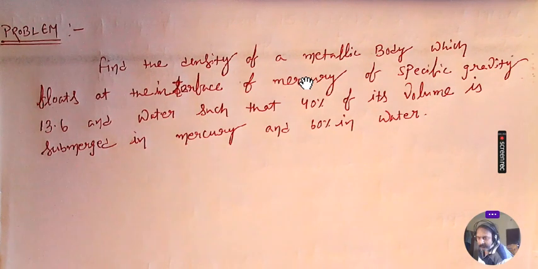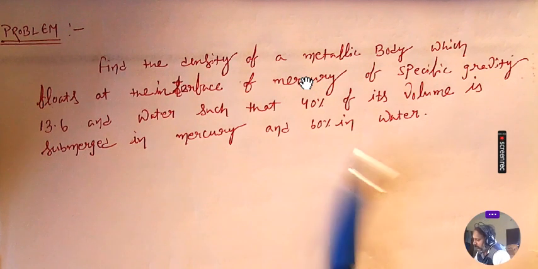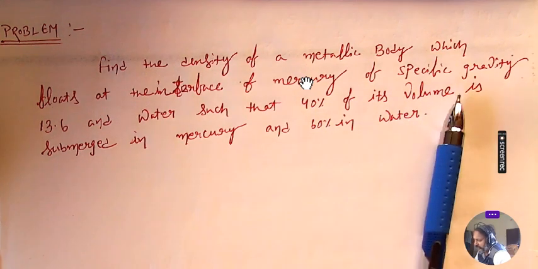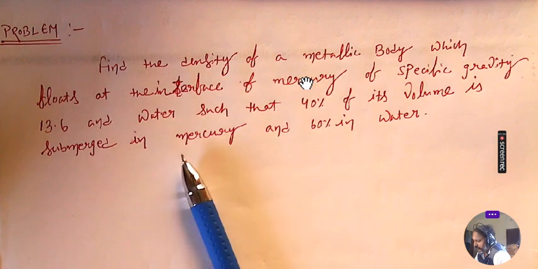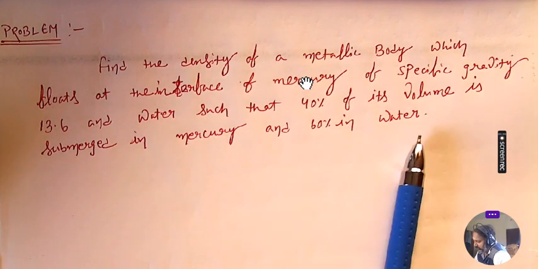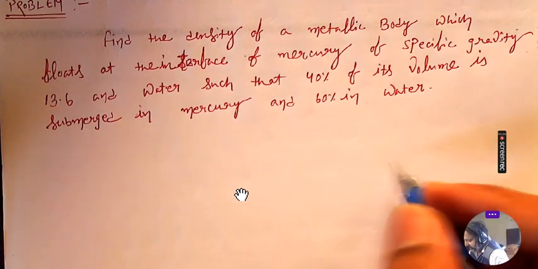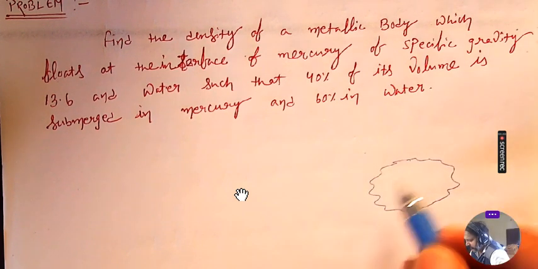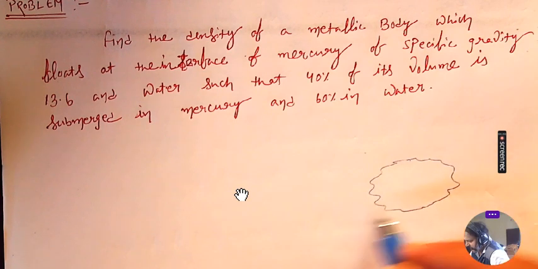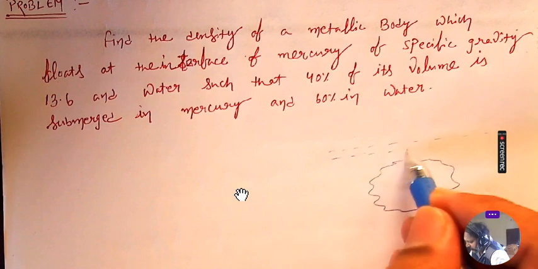So, let us see this particular third problem, which is very important. Find the density of a metallic body which floats at the interface of mercury of specific gravity 13.6 and water, such that 40% of its volume is submerged in mercury and 60% in water. Based on the question, let us try to draw a figure. This is the metallic body which is floating in water as well as in mercury.